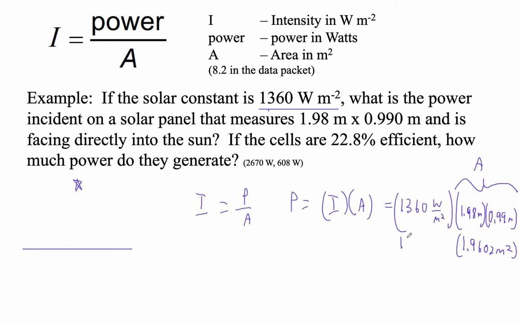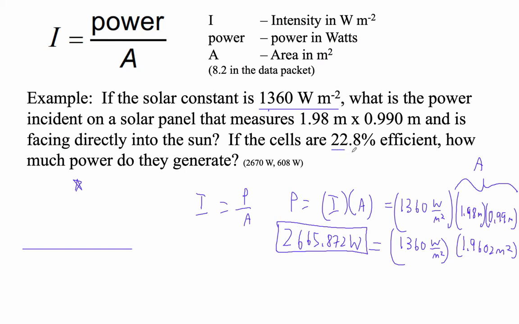If I multiply that by 1,360 watts per square meter, I get a lot of watts, 2,665.872 watts. Now that is the power that's available.